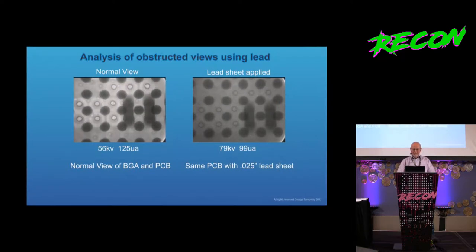Anyway, okay, so lead sheathing. Here's another method of obstructing the view, putting lead in. Well, here's the same view using an X-ray. You can still see through it. It's obscured, but you can see it. More power will take care of that.